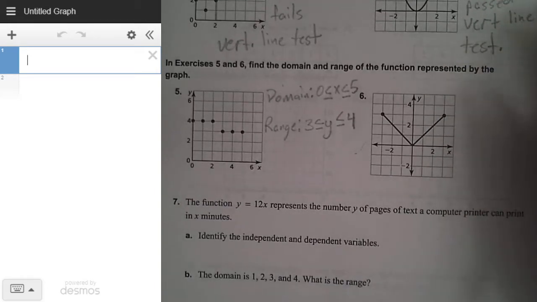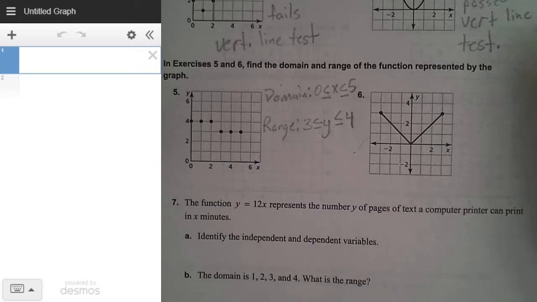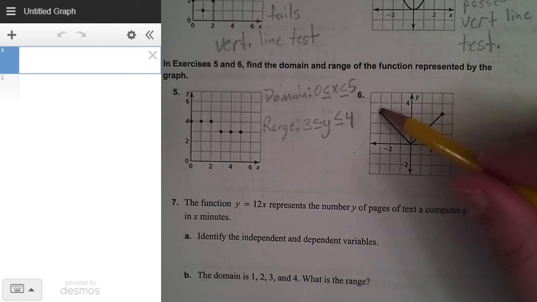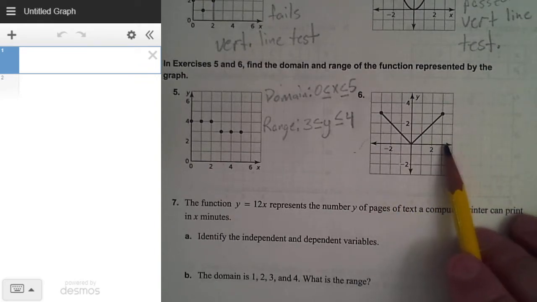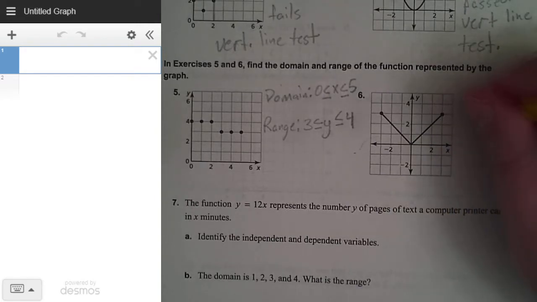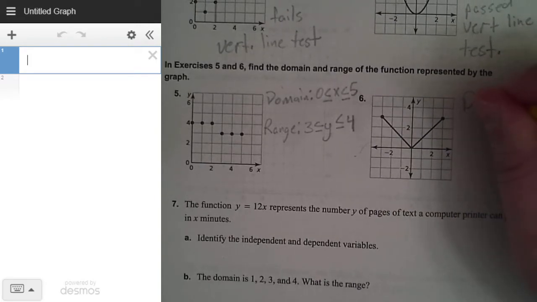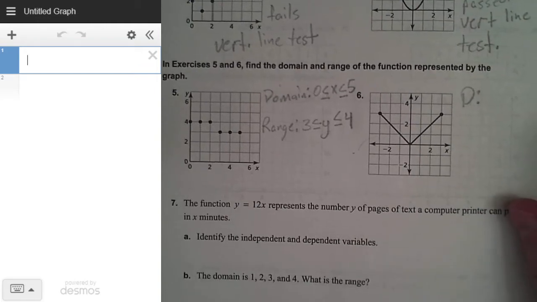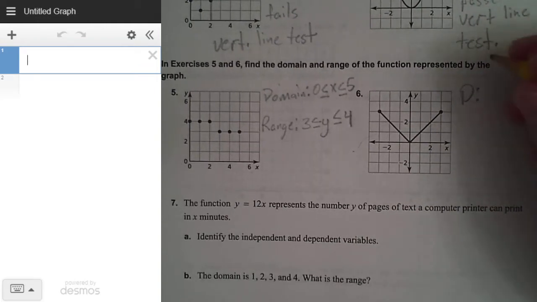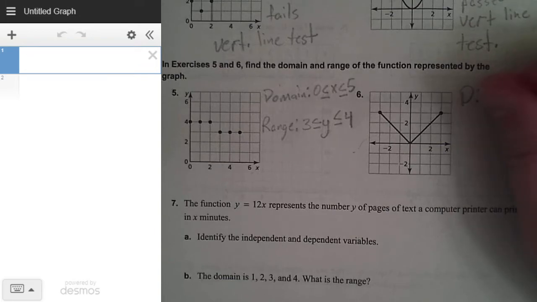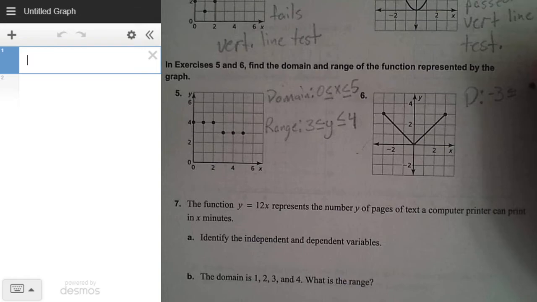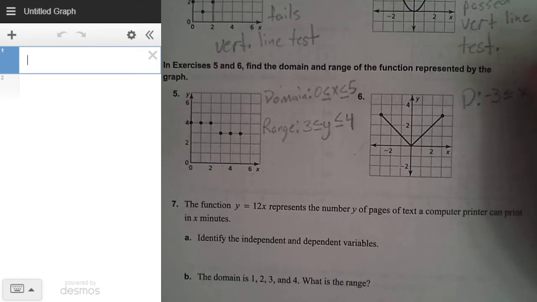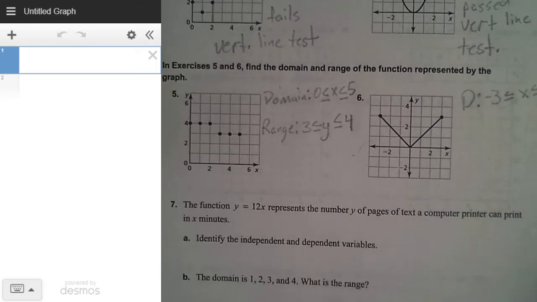Now for number 6. So our possible inputs. So that's our X values. So we notice it's from -3 all the way to +3. So you don't even have to write the word domain all the way every time. You can just put a big D there and say that it's going to be from -3, and it includes -3 all the way up to +3.